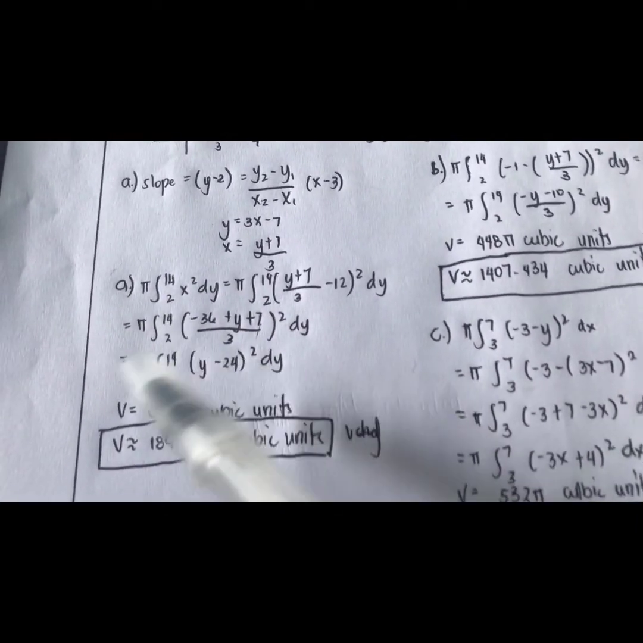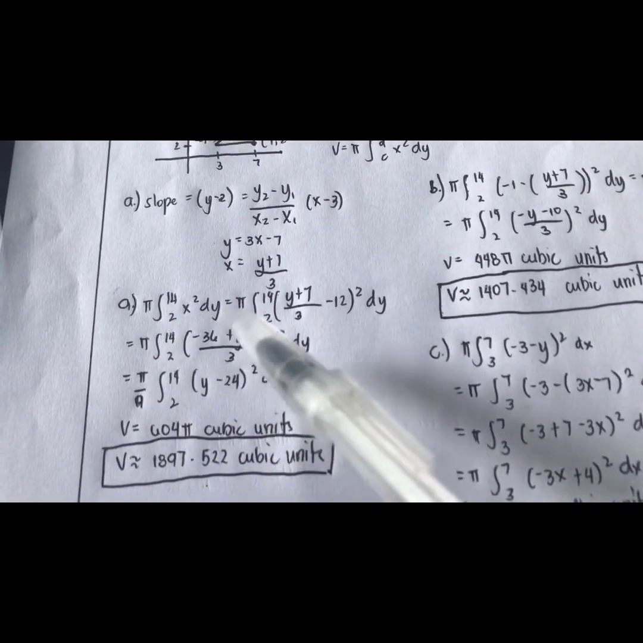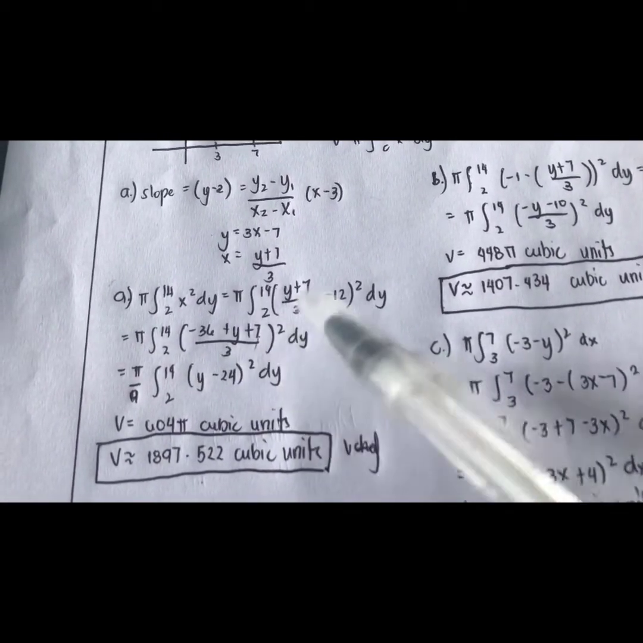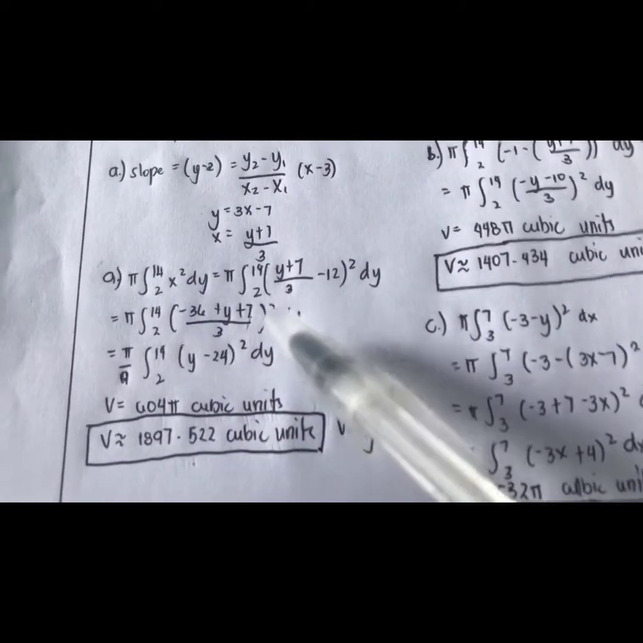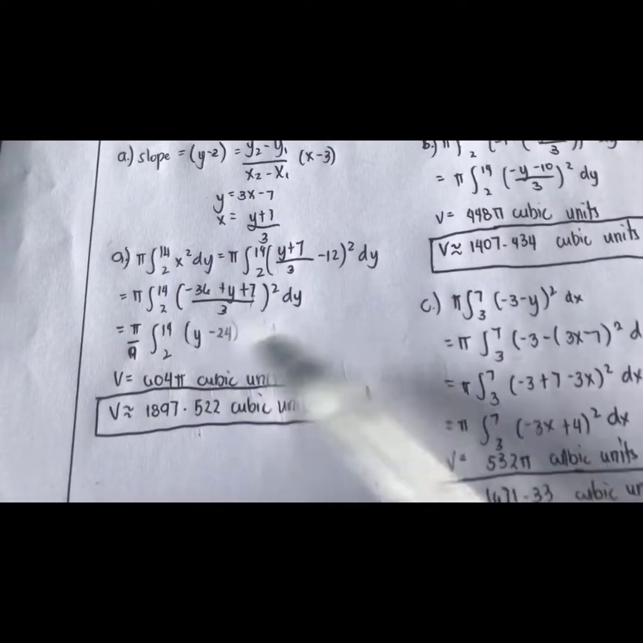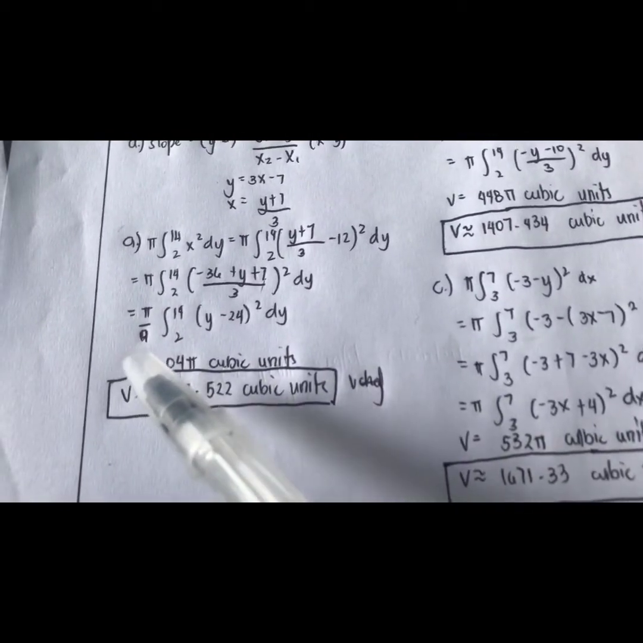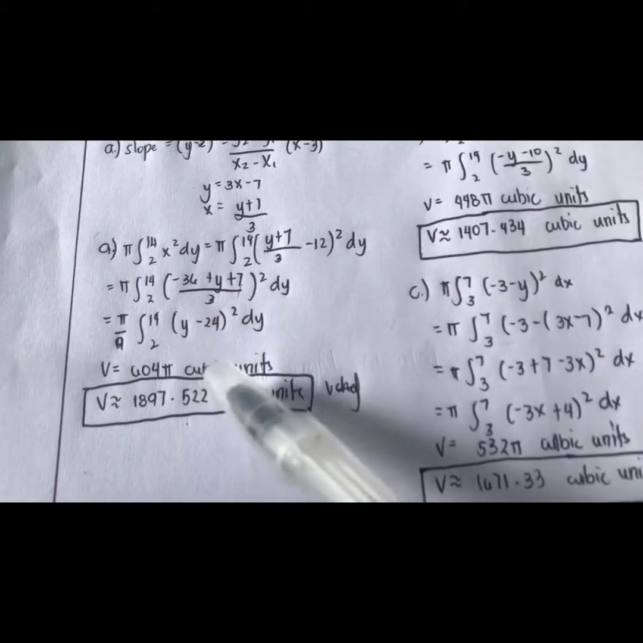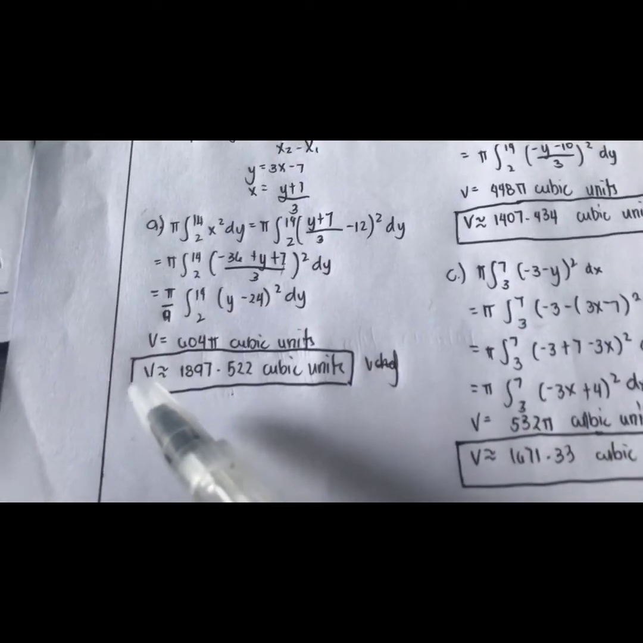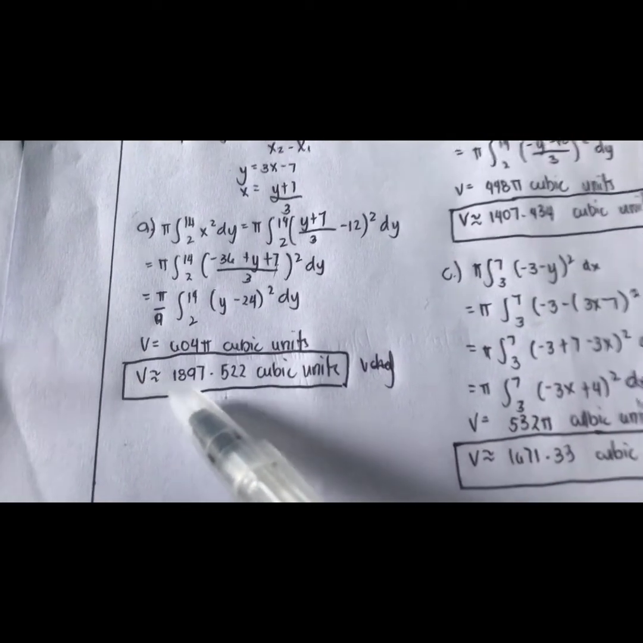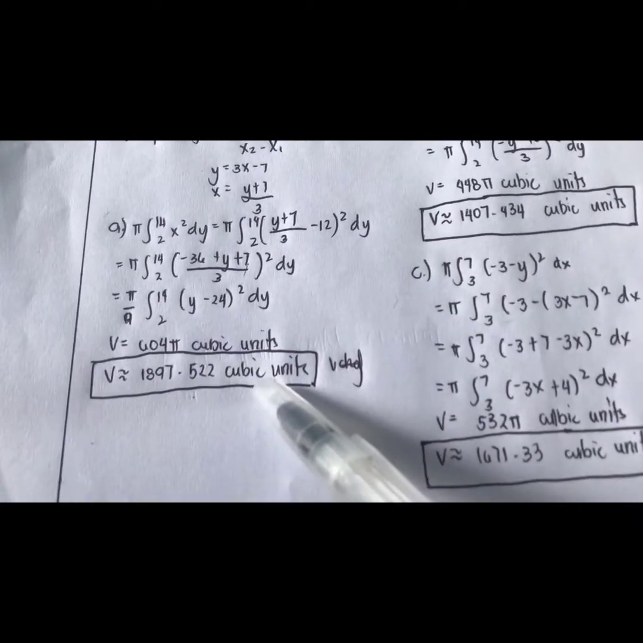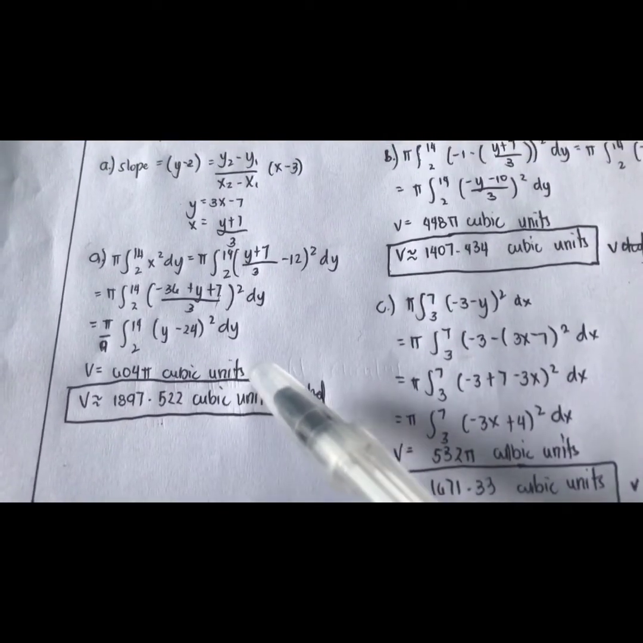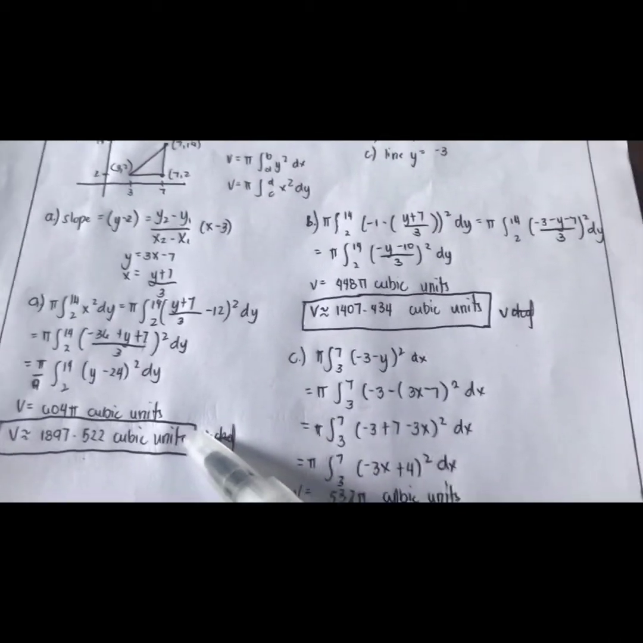So we will have pi over 9, the integral of (y - 24) squared dy from 2 to 14. And if we input this equation in the calculator, we will get V is equal to 604 pi cubic units, or it is approximately equal to 1,897.522 cubic units. That is for the line x is equal to 12.